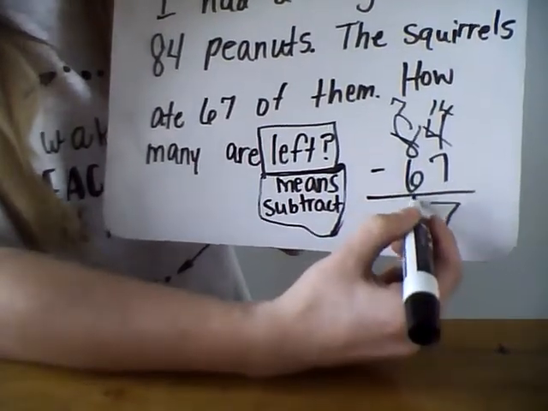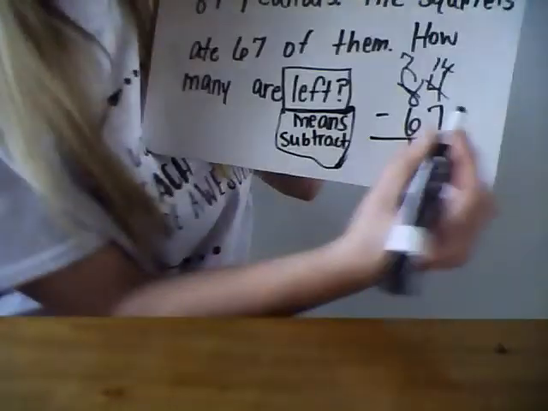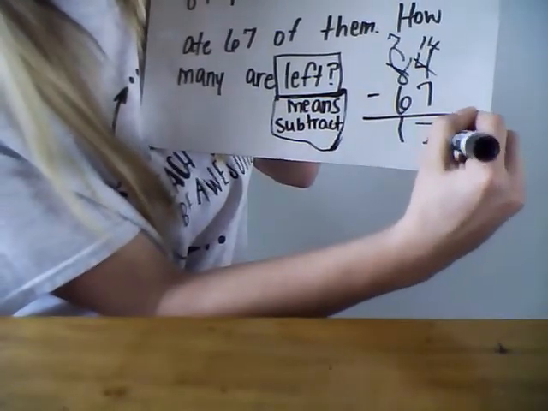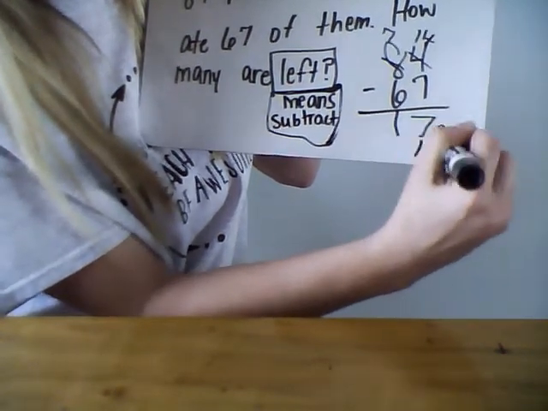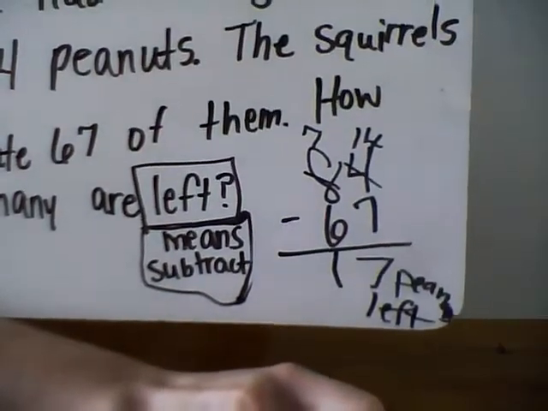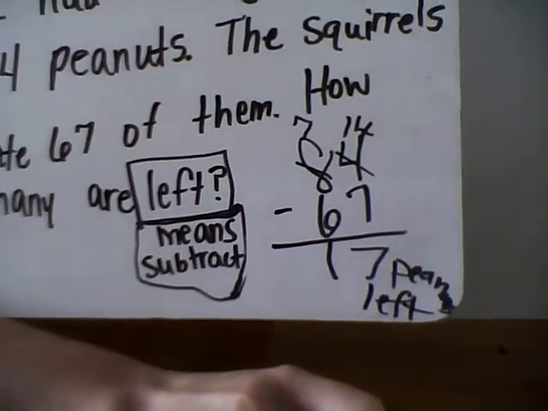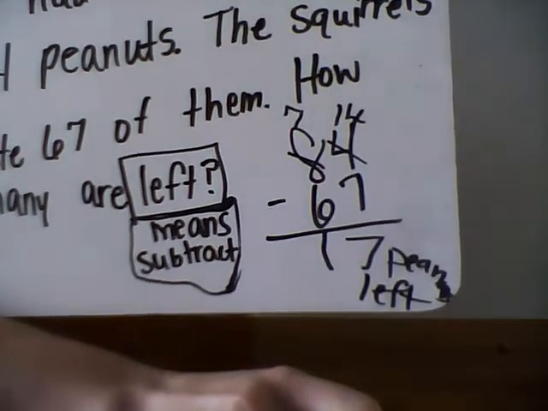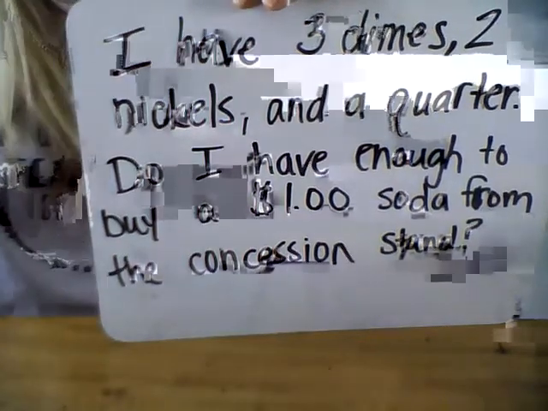I know 14 minus 7 is 7 because that's one of my doubles that I know really well. And 7 minus 6 is 1. How would I label my answer? I have 17 peanuts left. Because when I am writing a word or solving a word problem, my answer needs to be clear and it needs to have a label.